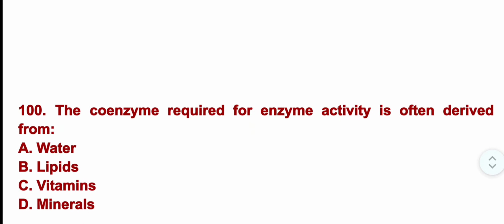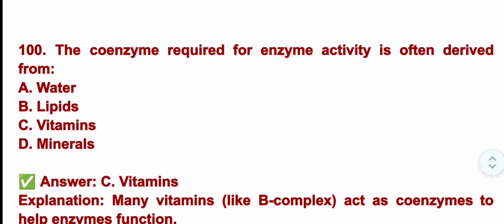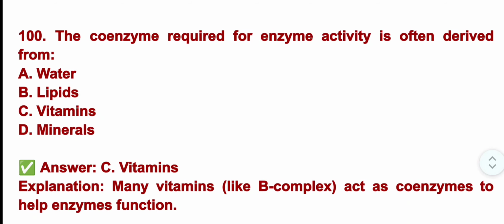Question number 100. The coenzyme required for enzyme activity is often derived from? The correct option is option C, vitamins. Many vitamins like B complex act as coenzymes to help enzyme function.